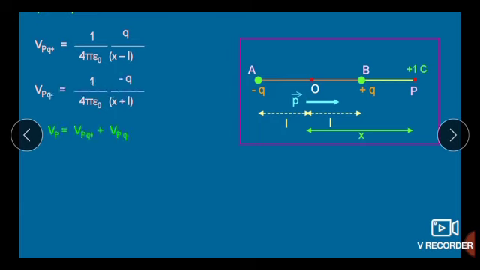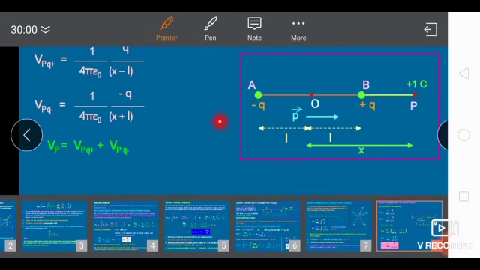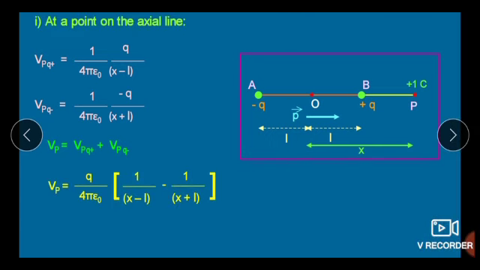Similarly for the negative charge, here we are calculating from here to the point P, A to P. So the distance is X plus L. So the total distance here we substituted X plus L in the potential formula. The net potential Vp is equal to the sum of the potential due to positive charge and negative charge. These two give the net potential at the point.